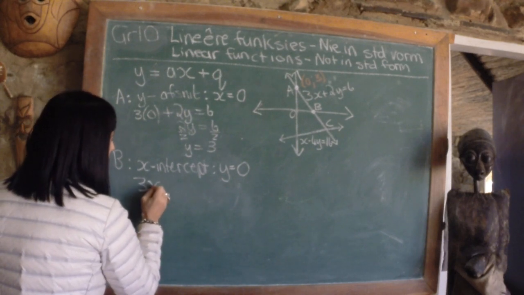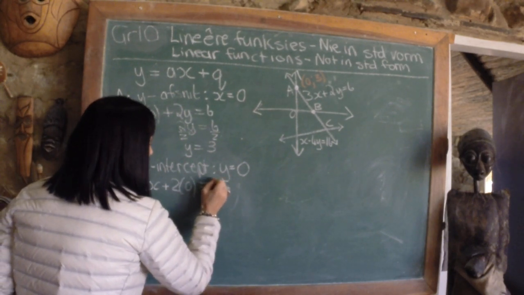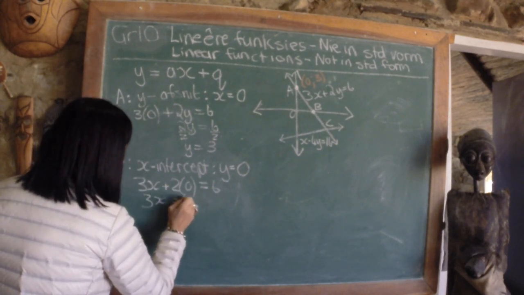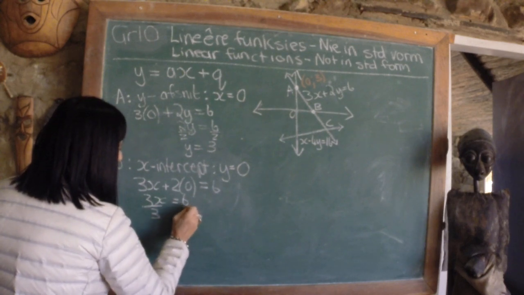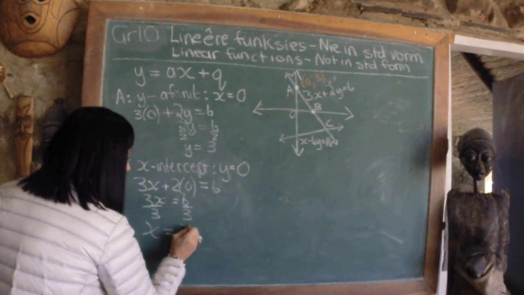Substitute your y value with the 0. And then you get your x value. 3x is gelyk aan 6. Divide with 3 on both sides. And therefore x equals 2.